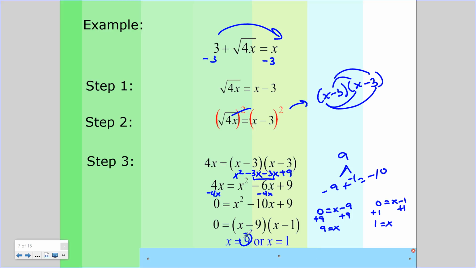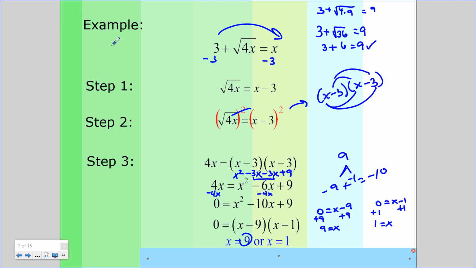So if we come here with 9, let's check 9. Come way back up to the top, and we'll do 3 plus the square root of 4 times 9, and see if it equals x, which is 9. So 4 times 9 is 36. So square root of 36 is 6. 3 plus 6 is 9. So that one works out.